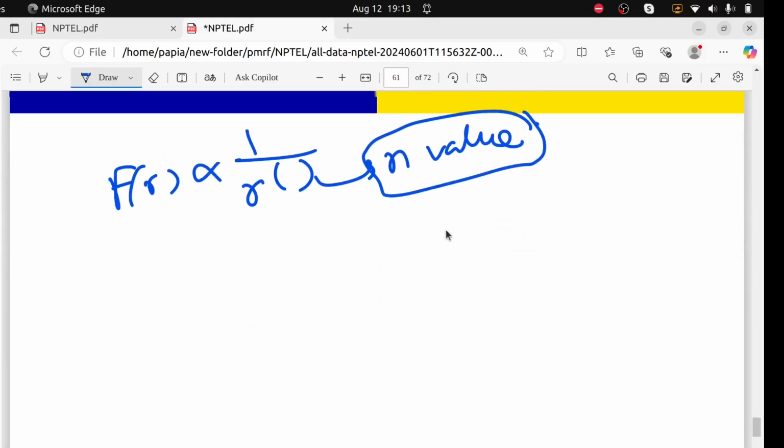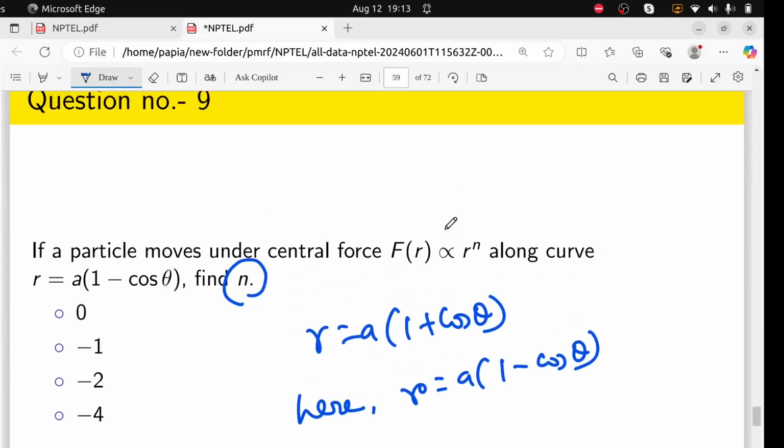So I think it's exactly similar to the one we have just done for r equals a(1 plus cos theta). If time permits, I can calculate it, or otherwise you can calculate it on your own.